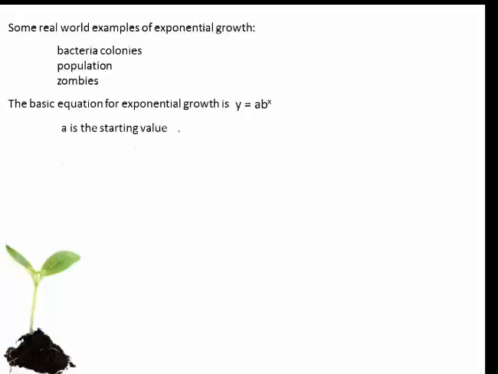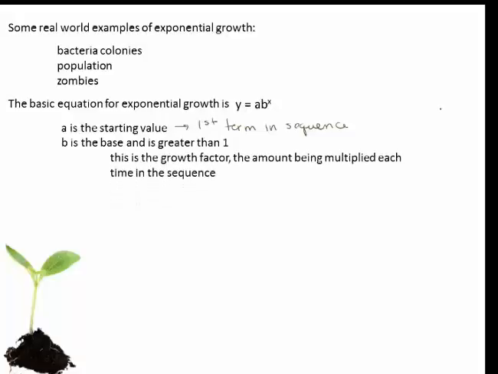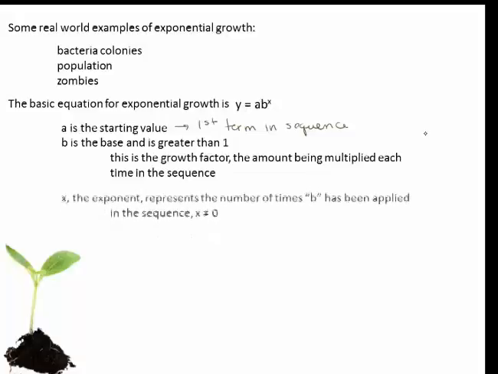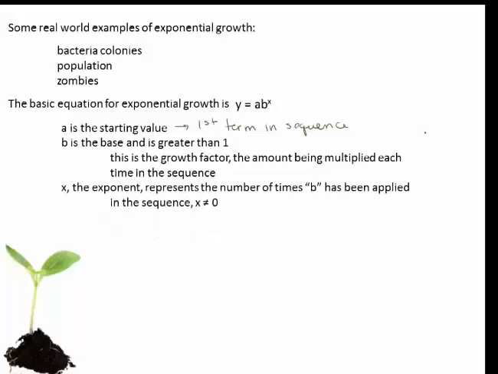A is the starting value. This is the first term in the sequence. B is the base, and it has to be greater than 1. This is the growth factor, and that's the amount that is being multiplied by each time in the sequence. X is the exponent, and it represents the number of times B has been applied in the sequence.